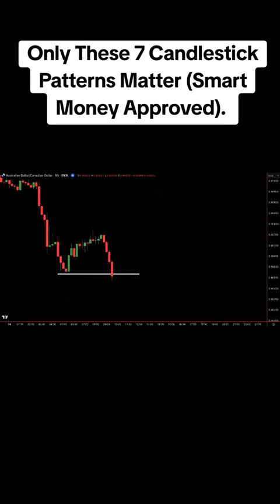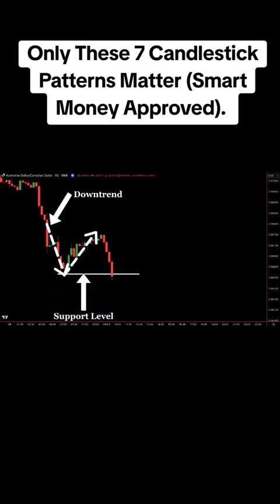Now, let's look at a real chart example. This is the Australian dollar against the Canadian dollar on the 15-minute chart. The market was clearly trending down. Sellers were in full control. Then, price hits this level and gets rejected hard, forming a temporary support. Now watch closely. Price pulls back, and this time it breaks below the support.